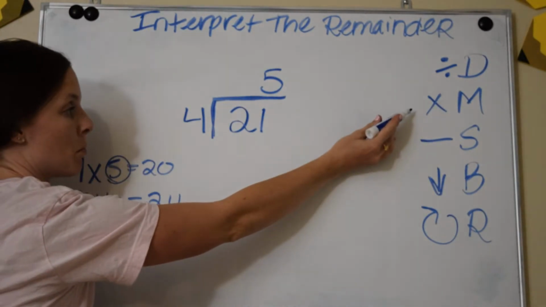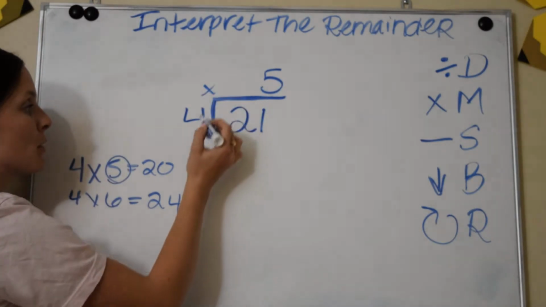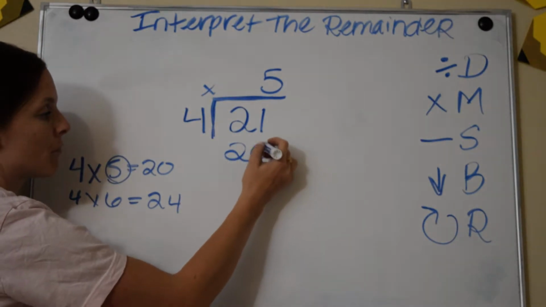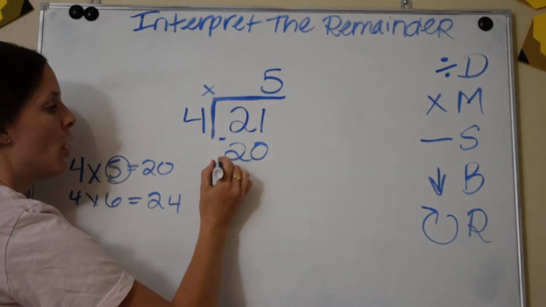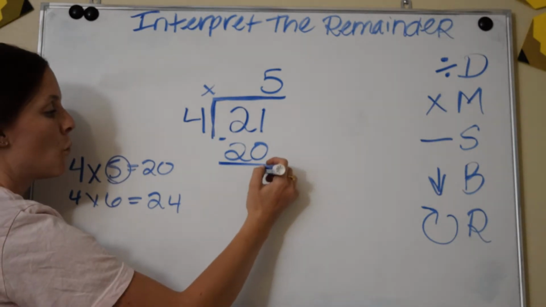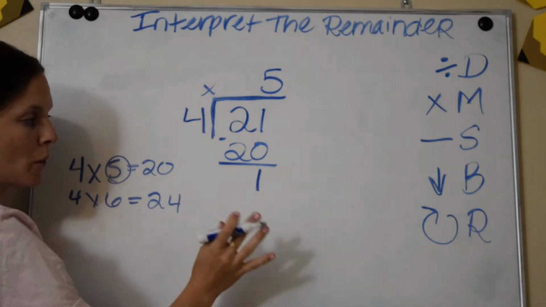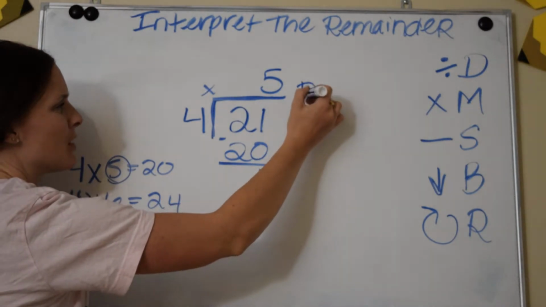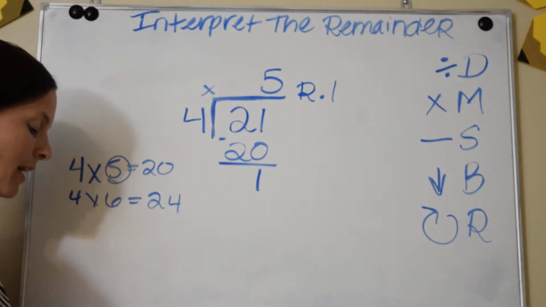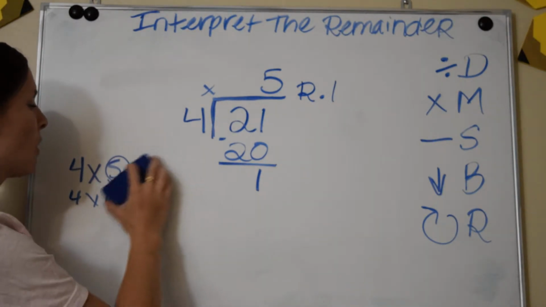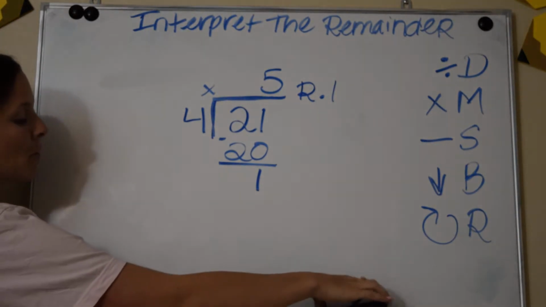And then we multiply. 5 times 4 is 20. Then we subtract. 21 minus 20 is 1. And then bring down, but I don't have anything to bring down, so I'm done. And so our answer is 5 remainder 1. Now, what does that mean? I really want to talk about what that remainder means.